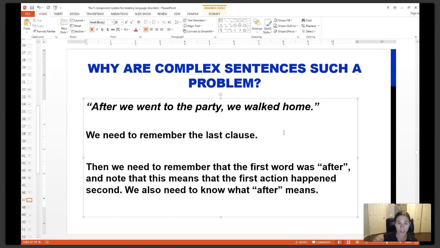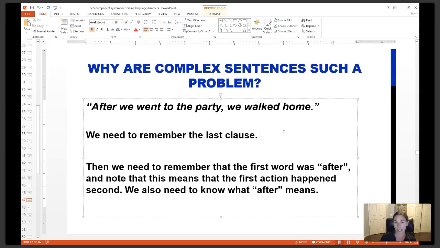So the important thing here is that when we have temporal conjunctions like this, we need to remember that last clause, but we also need to remember what happened first. And then we need to remember that word after and remember what it means. And then we have to remember which came first and which came second. So that's a lot of information to process at once.